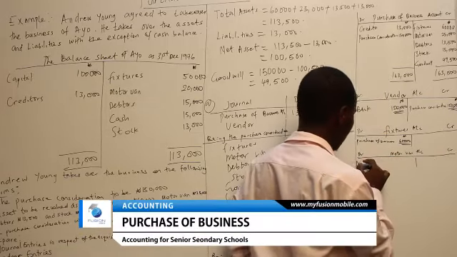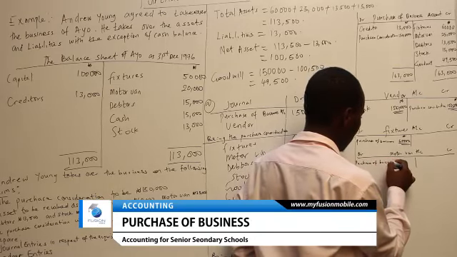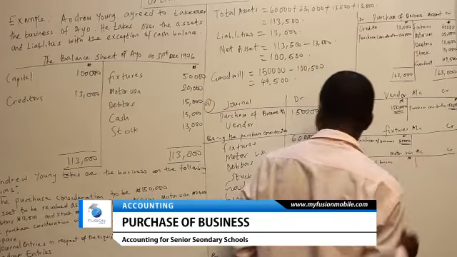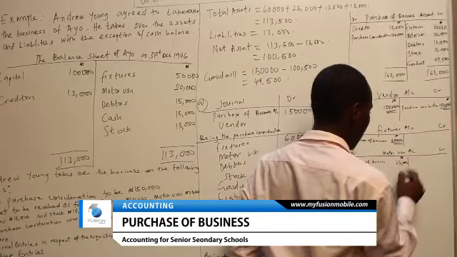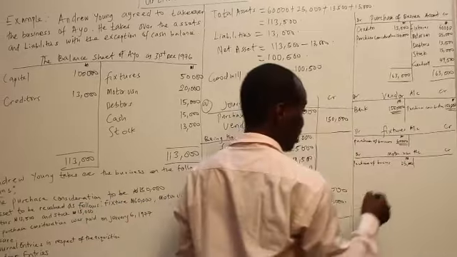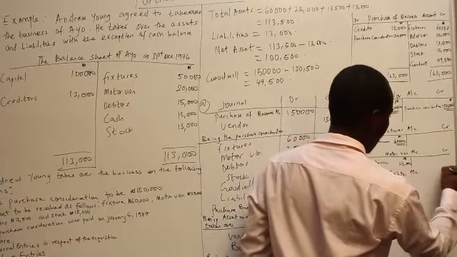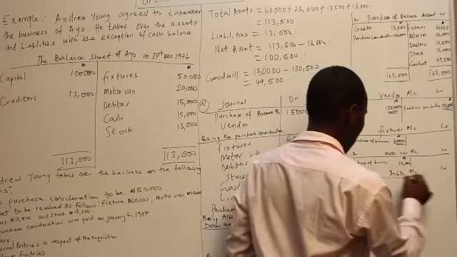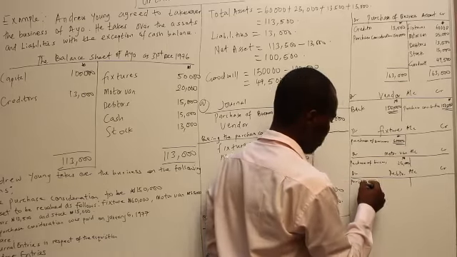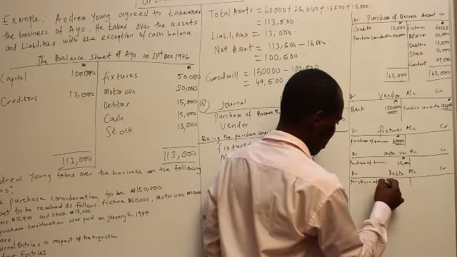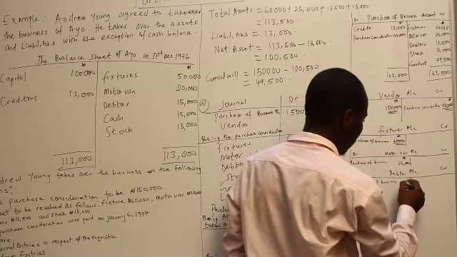So we have purchase of business. That becomes an asset in the book of the purchaser. We have 25,000 naira. So next thing we have debtors account, by purchase of business, which is 13,500.